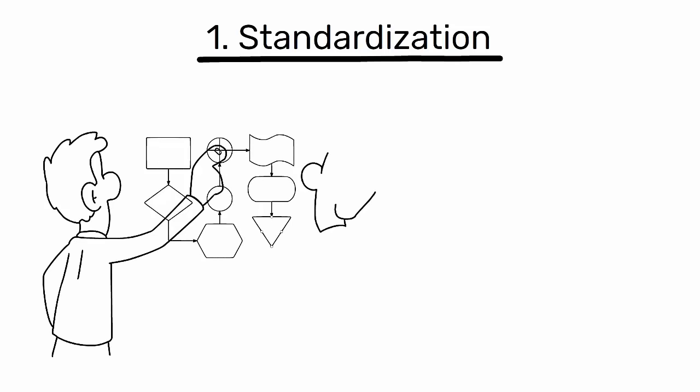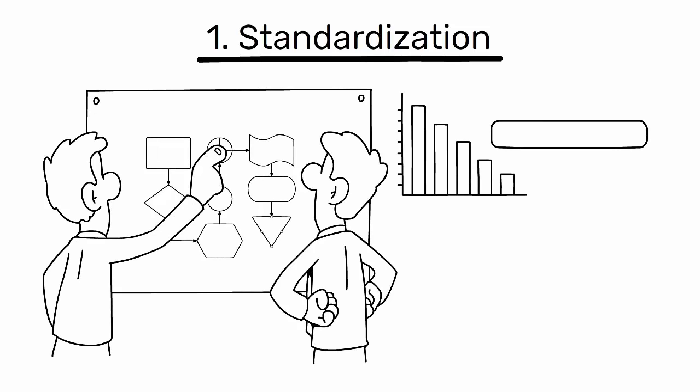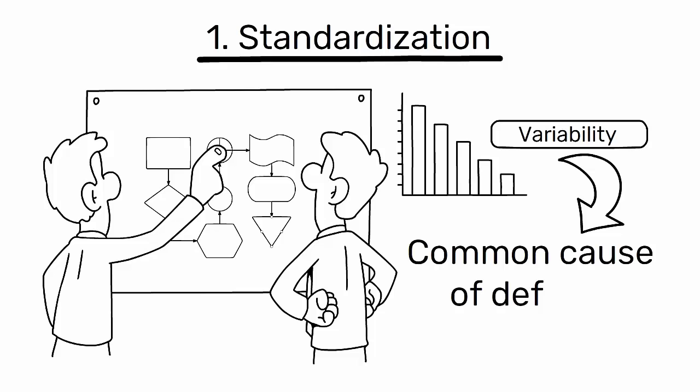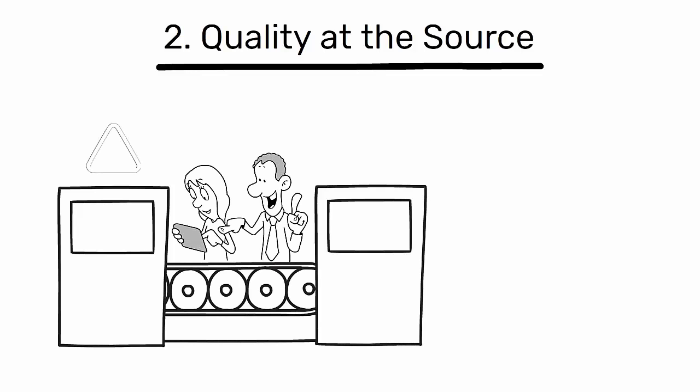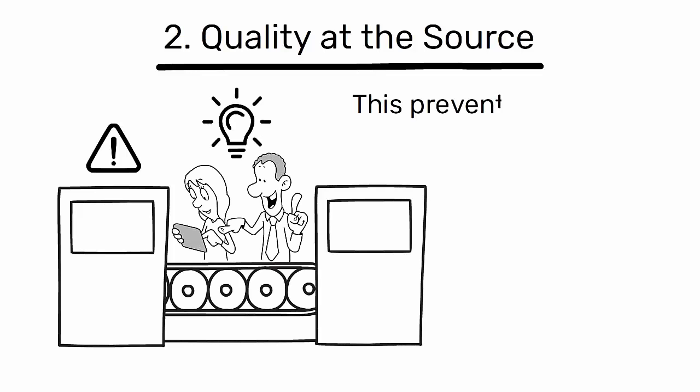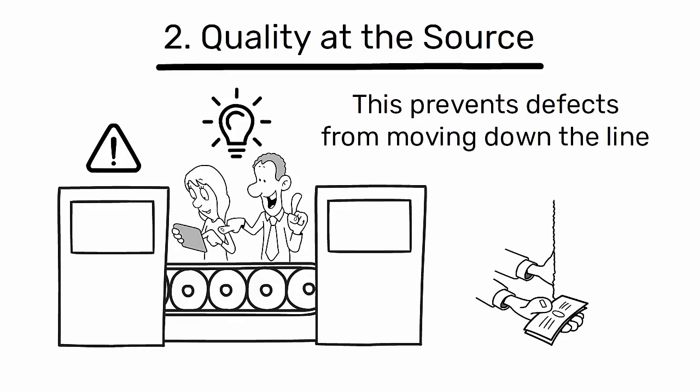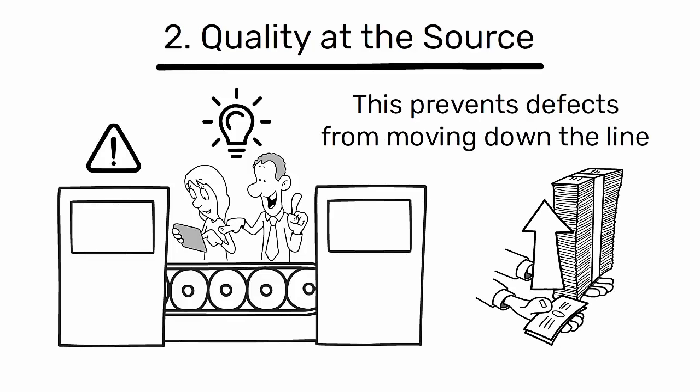1. Standardization. Ensure that all processes are clearly defined and standardized. This reduces variability, which is a common cause of defects. 2. Quality at the source. Empower workers to detect and solve problems immediately. This prevents defects from moving down the line and becoming more costly to fix.